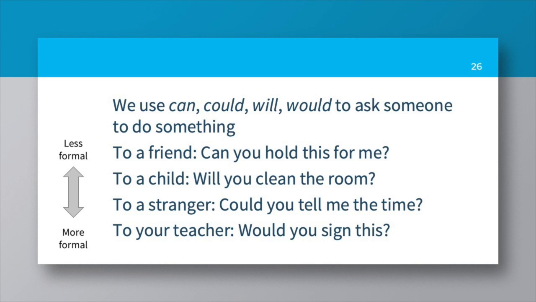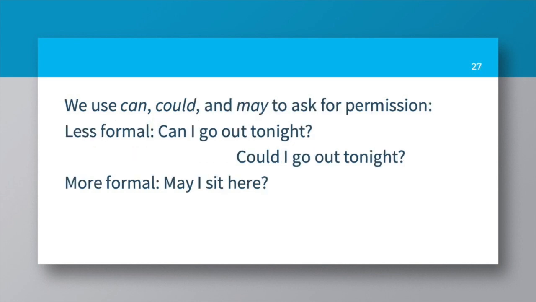If you're talking to someone who is an equal, like a friend, or maybe someone lower in status than you, like a child, you can use can and will. However, if you're talking to someone higher in position, for example, like your teacher or your parents or the police, or maybe someone who is a stranger, so you try to be respectful, we can say could and would. Okay, so yeah, we can use can, could, and may to ask for permission as well. So in less formal situations, we can use can and could, while in formal situations, we use may.